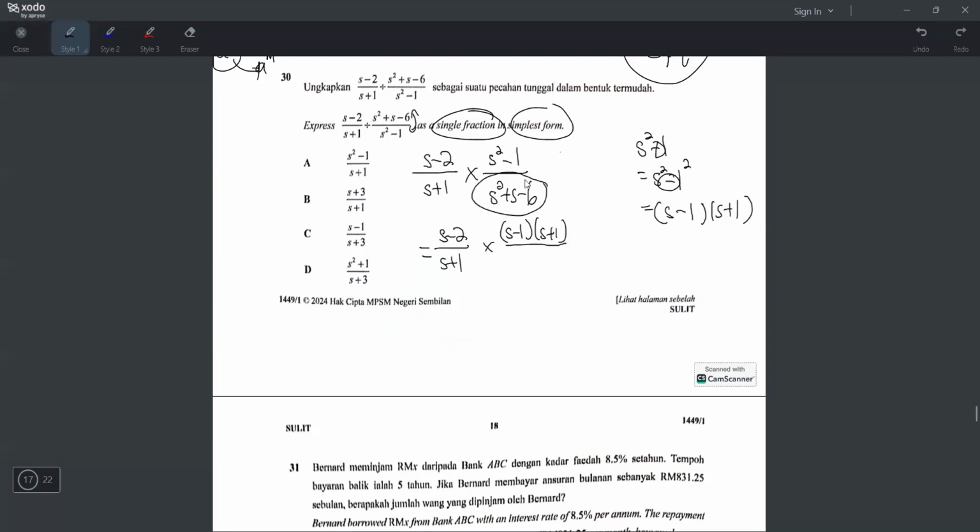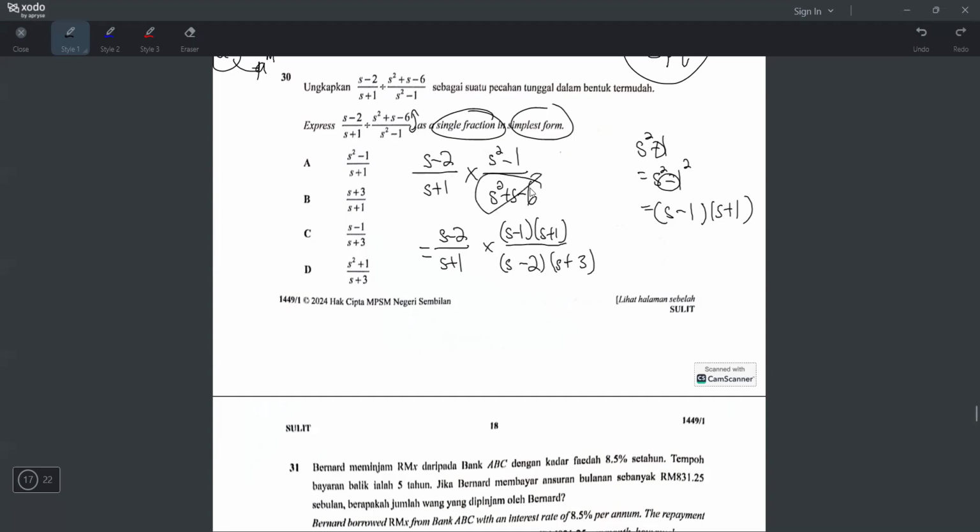Then what about the s square plus s minus 6? This one can factorize also. Okay, factorize. When you factorize, it becomes S, S. 3 times 2 is 6. And then the bigger number follows the front symbol, so plus here. And then if this is minus, then you will not follow. So yeah, that's the answer.